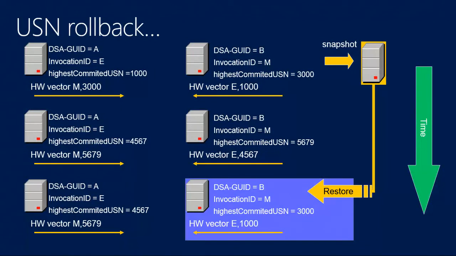Okay. Anyone see a particular problem that might be occurring? This guy says I've had everything from M up to 5679. All right. This guy says I've had everything from E up to 1000. Which way will we get replication happening? Will it go from the guy on the left to the guy on the right, or the other way around? So which server is going to be happy?